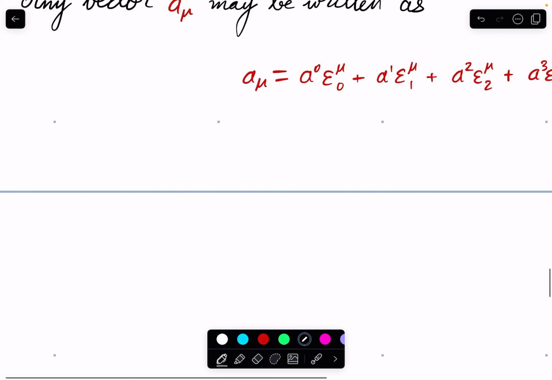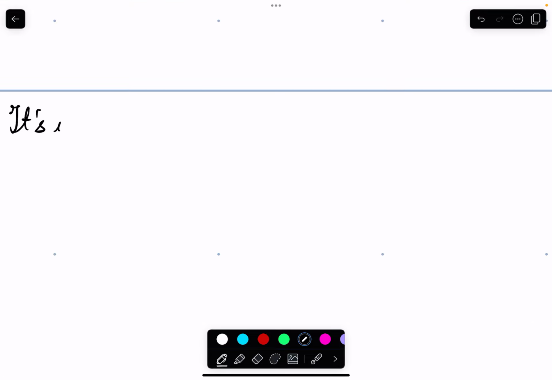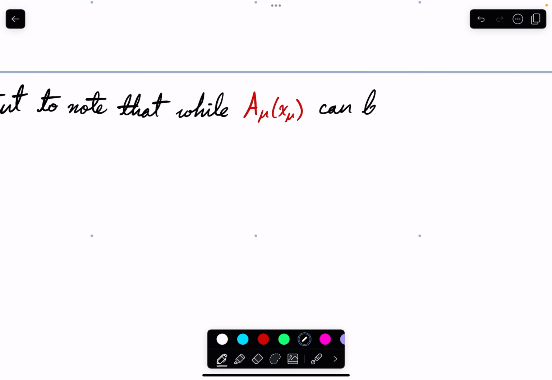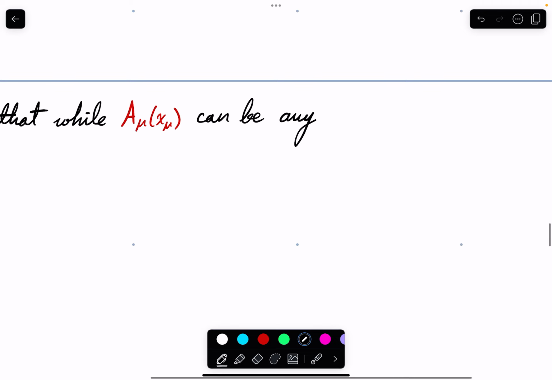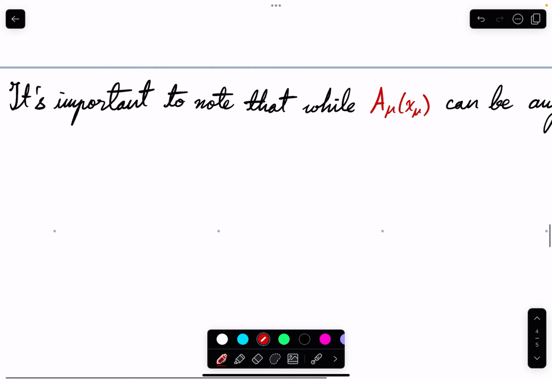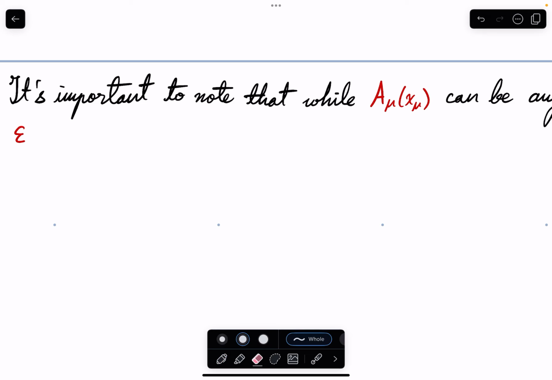So it is important to note that while any vector field A mu can be written, or can be any mathematical configuration of this quantity here, this is the breaking up of A mu into a polarization and field strength.